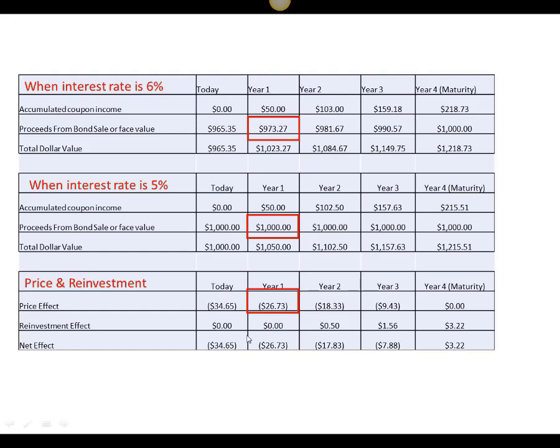Now, I want you to note that this is not a cumulative effect between today and year 1. This is saying if you sold the bond in year 0, so today, you would have lost $34.65 as a result of the interest rates rising. If you hold the bond for one more year and then sell it, you still lose money as a result of the interest rates rising, but you lose less. Okay, so let's see what happens as of year 2.